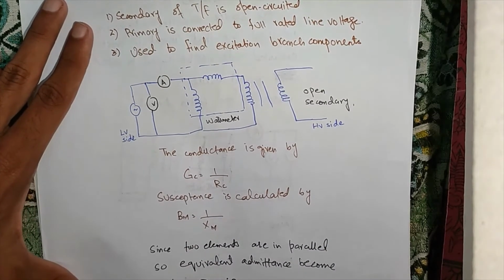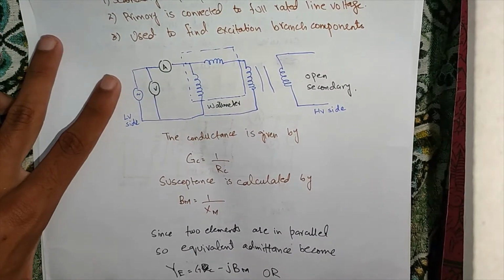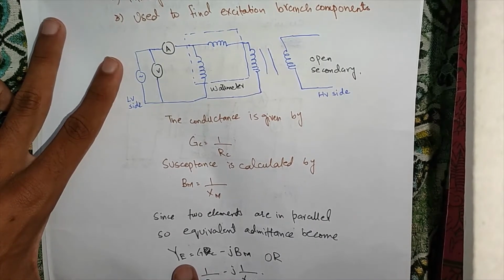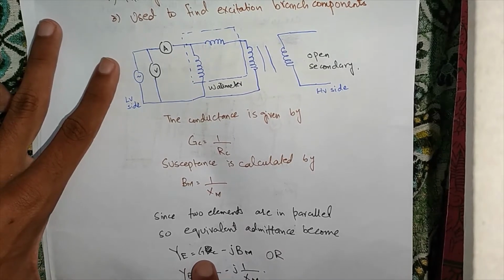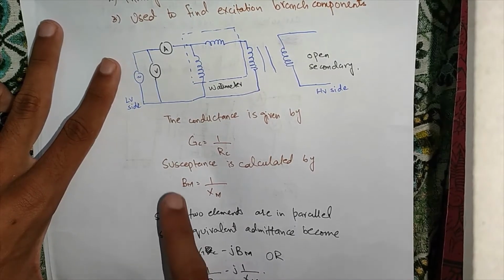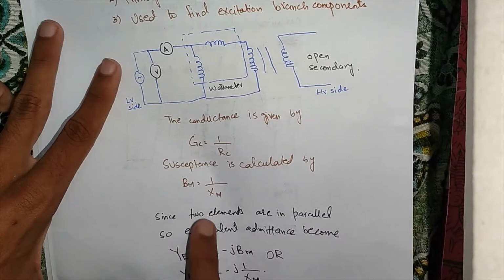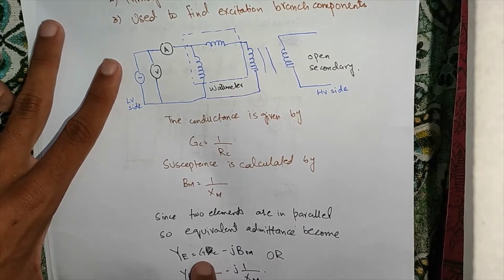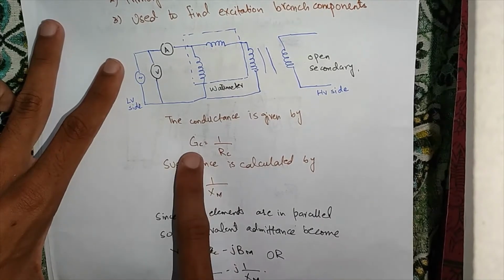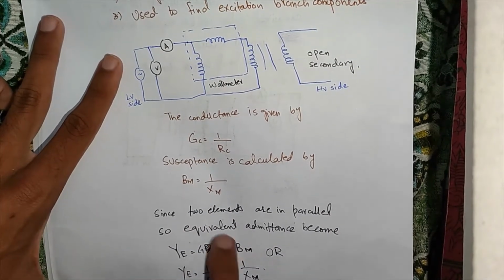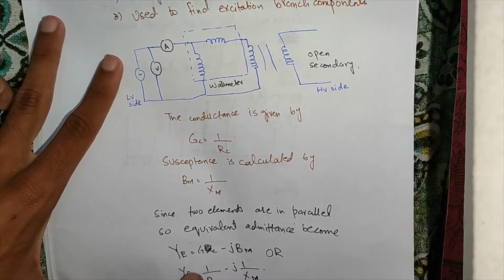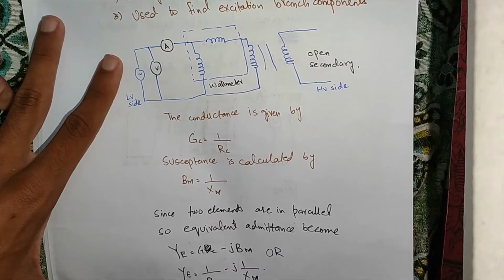Both of these resistive and reactive components, or I can say the conductive and susceptive components, are connected in parallel, so their equivalent admittance is calculated as G minus jB, where G is your conductance and B is your susceptance, the imaginary part of the equation. G is the reciprocal of RC and B is the reciprocal of XM, so I can replace G with 1 over RC and B with 1 over XM.